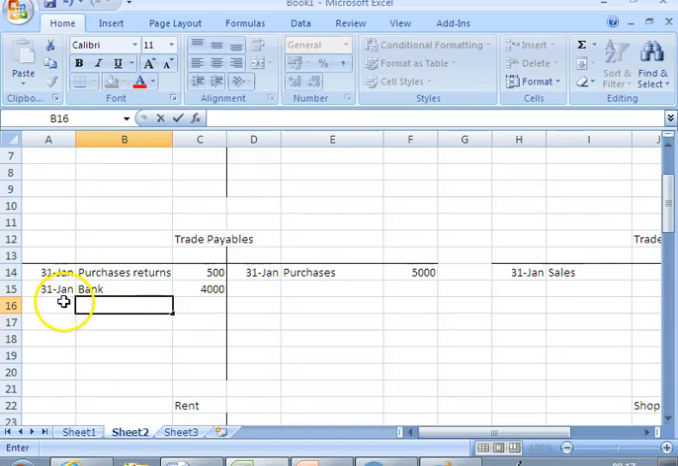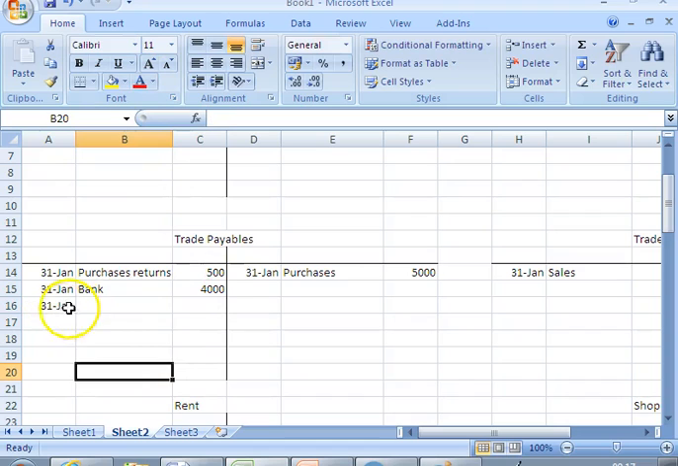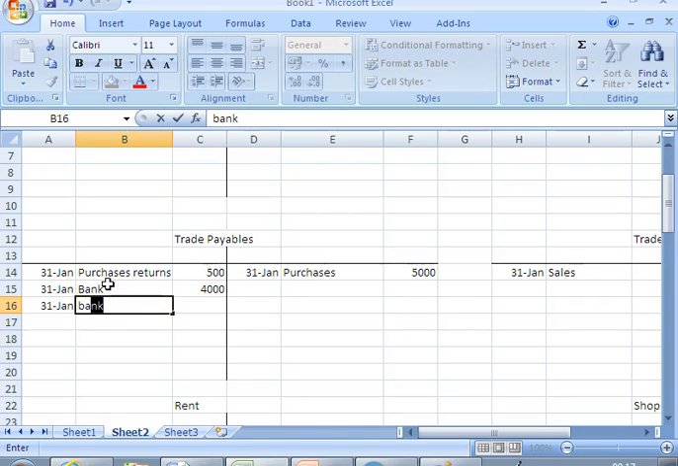Excellent. So what do we have here? What I do is I put the difference between both sides, the difference between the left side and the right side, on the smaller side. And I call that balance carried down.